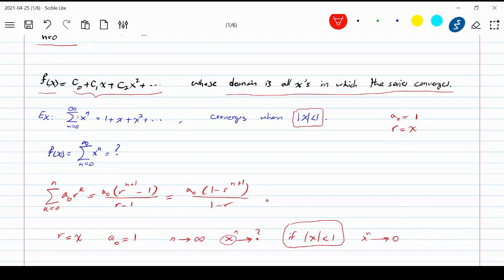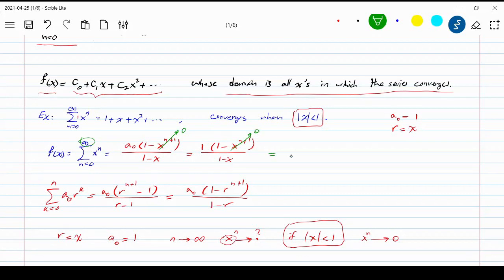So what happens? It means this basically becomes a0 times 1 minus x to the power n plus 1 divided by 1 minus x, and as we know, a0 is 1, so you have 1 times 1 minus x to the power n plus 1 divided by 1 minus x, assuming that n is approaching infinity, because this upper bound is approaching infinity, so this term approaches 0. So basically what you get at the end is 1 times 1 divided by 1 minus x.